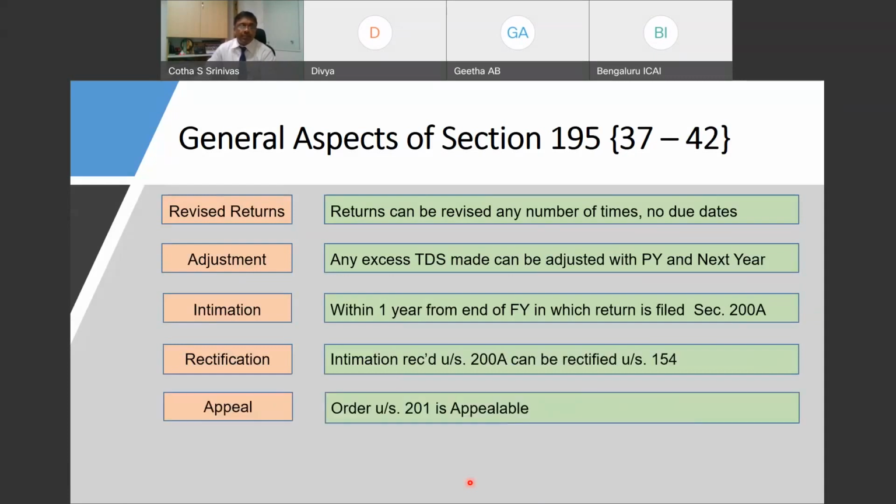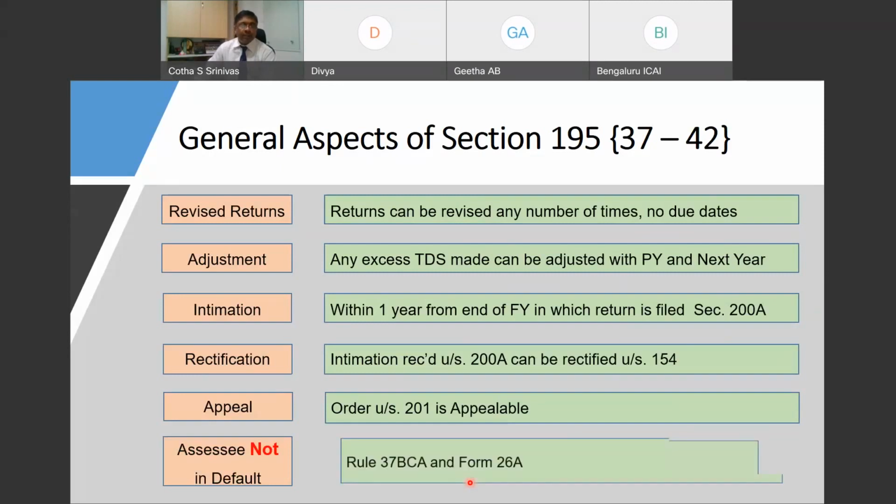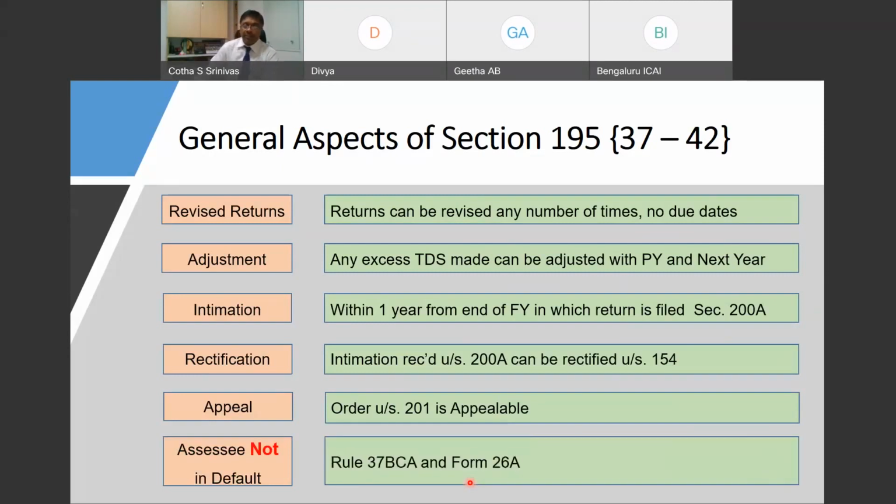Then appeal. An order will be issued under section 201, where if certain things are not done, the order will be issued for payment of TDS, interest and penalty. And if the assessee disagrees with that particular order, he can go on an appeal against the orders received under section 201.